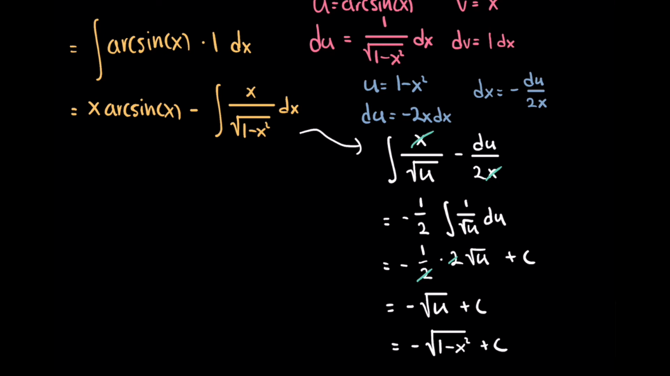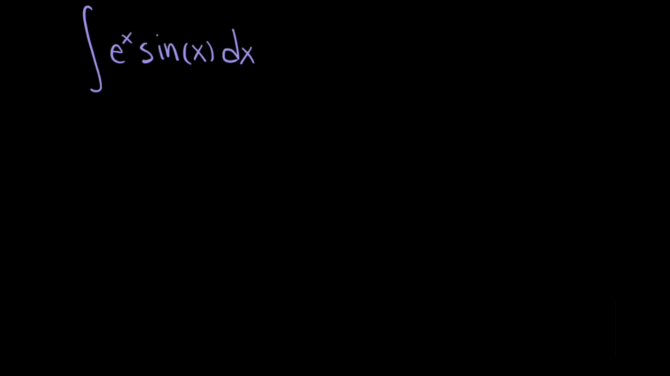And now that we have this, we could put that back into our initial equation. We have that this integral is equal to x times arc sine x. We see that we have two negatives, so that will make a positive, plus the square root of 1 minus x squared plus c. Okay, so now we're asked to find the integral of e to the x times sine x.